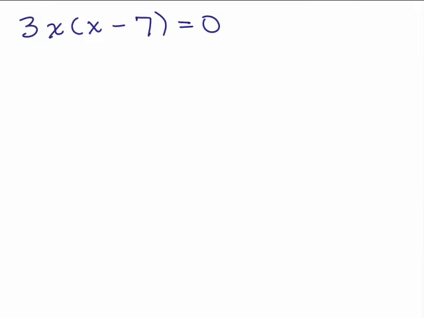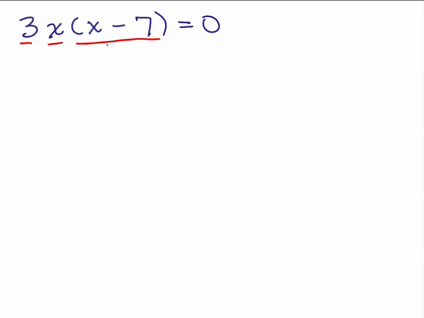Here's another one. 3x times x minus 7 is 0. Now actually there are 3 factors on the left. The left-hand side is already factored. We don't actually have to factor it this time, and it's set equal to 0. In order to use the zero product property, you must have a 0 on one side of the equation and the other side has to be completely factored.